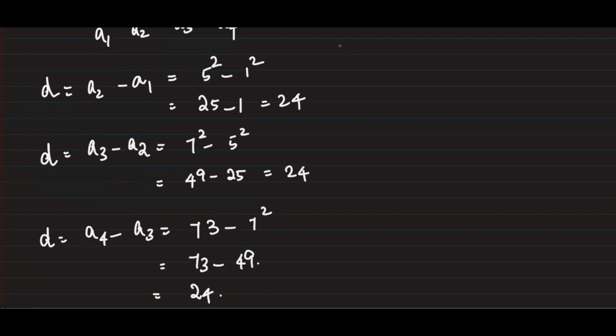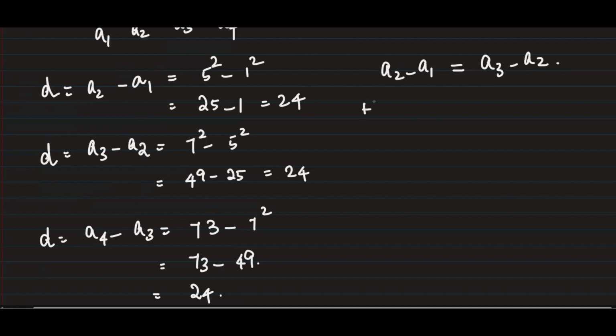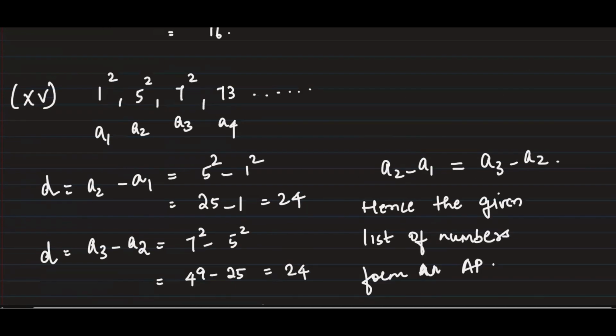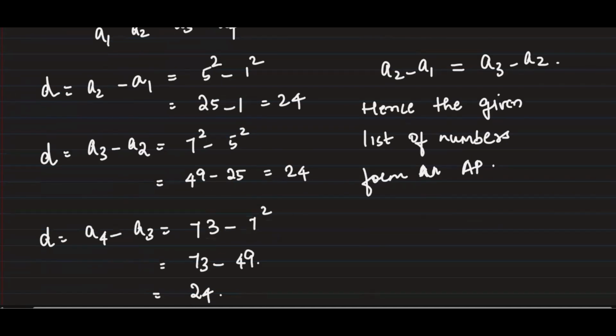Okay, see, now if you notice all the D values are same. So hence we will say like A2 minus A1 is equal to A3 minus A2. Hence, the given list of numbers forms an AP. Okay. Now, if it is an AP, then we'll have to find the next three terms, right? So we have got four terms, so we'll have to find A5, A6, and A7.